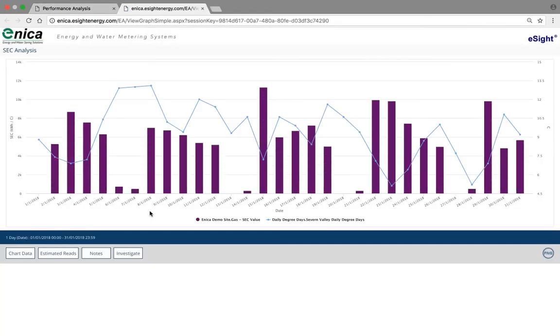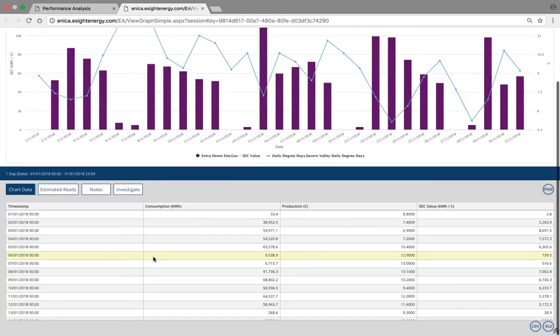Now this gives us a kilowatt hours per degree Celsius, or it could give kilowatt hours per ton or kilowatt hours per part, or however it is we want to do that. The blue line is actually degree days, and the purple bar chart is the SEC value. So also we can get the chart data in here.